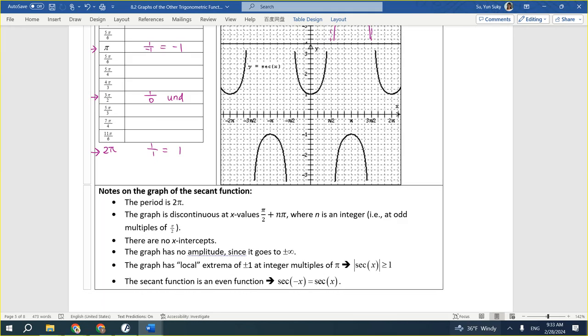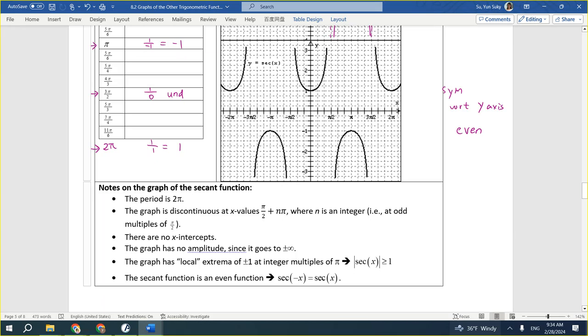And look at the picture. It's symmetric with respect to the y-axis. So symmetric with respect to the y-axis, then this is an even function. Do you remember we said cosine and secant are so hungry, they eat the minus sign? Yes, because they're even functions. They're symmetric with respect to the y-axis. That's why they eat the minus. Any questions about the secant function?